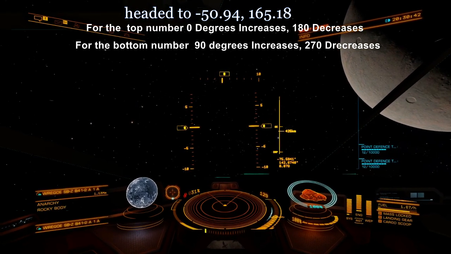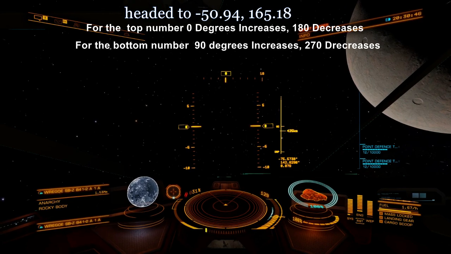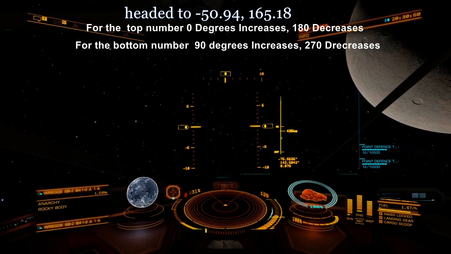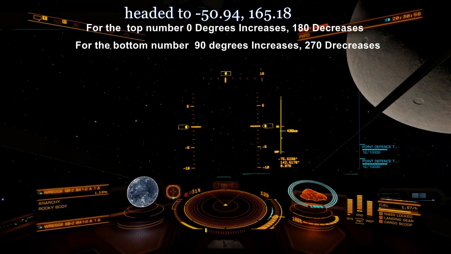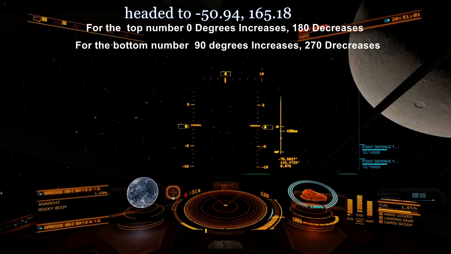When you are at 0, your top number increases. When you're at 180, the top number decreases. So in this case right here, we want to get that to minus 50. And so we're going to increase to minus 50. Minus 50 is a higher number than minus 75.